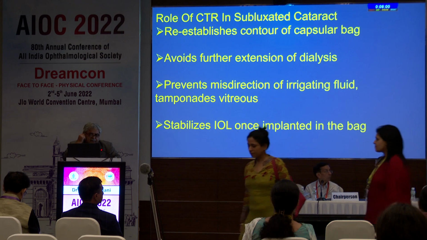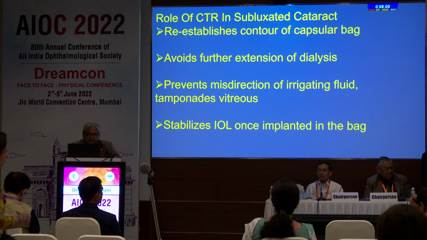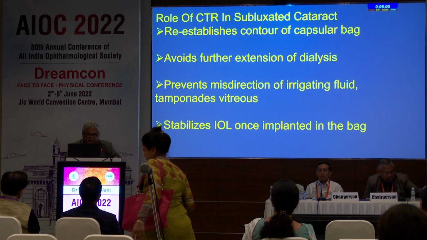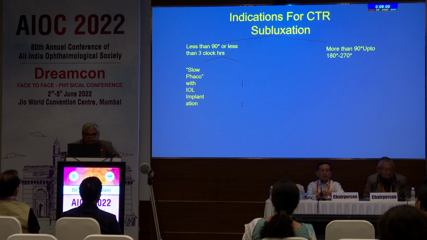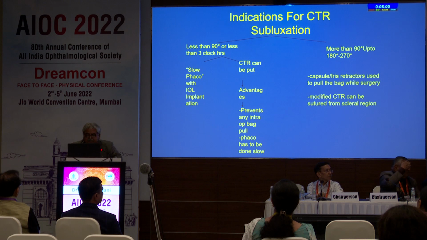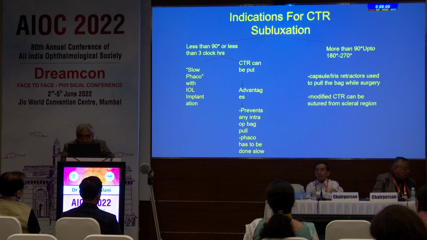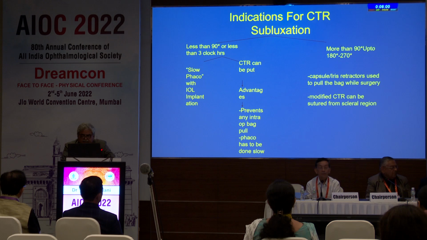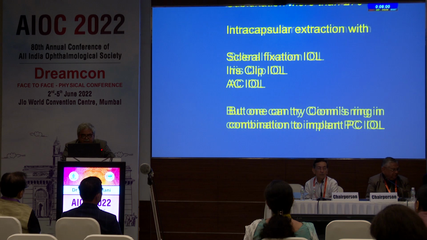Now coming to a few of the indications of CTR: it re-establishes the contour of the capsular bag, avoids further extension of dialysis, prevents misdirection of irrigating fluid, and stabilizes the IOL in the bag itself. If it is less than that, do slow phaco and then you can go ahead, but you can put in a CTR at any time. What happens when it is more than 90 degrees? You can make use of capsule or iris retractors, put in a CTR and the modified CTR. Maybe if you are not able to stabilize the bag, then you have other options of IOL like iris clip IOL, AC IOL, or scleral fixation IOL. A CNA ring can give you an advantage of fixing the IOL in the bag.